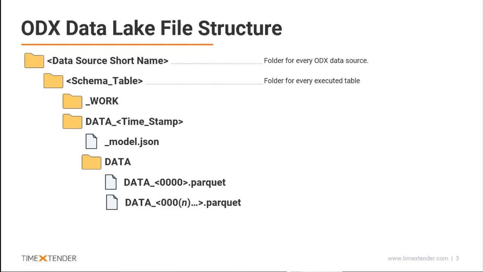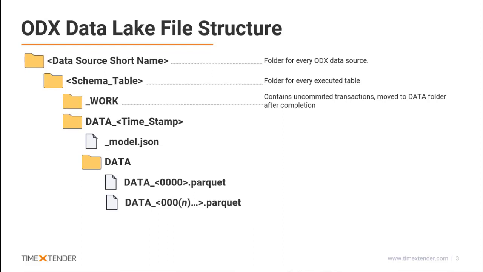Within those, there's going to be a folder for every single table, right? And this is prefixed by the schema. So you have schema_table. And then within each table, you're going to have a couple of folders. First of all, the work folder, and that's going to contain uncommitted transactions. So as executions are running, data gets loaded into the work folder. And then as soon as that load is completed successfully, that data gets moved into the data folder.